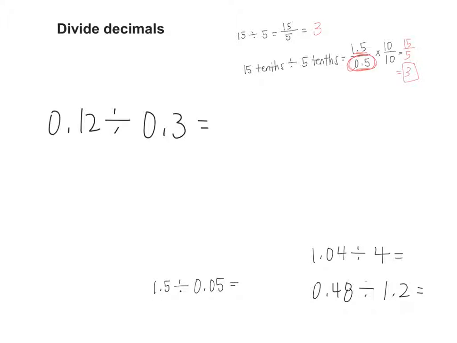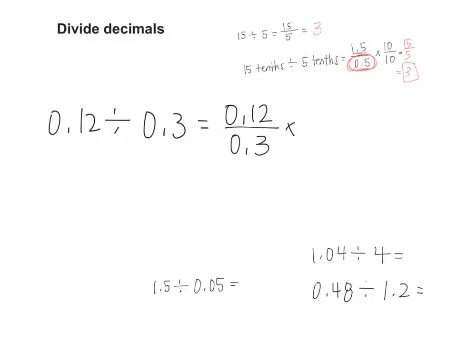Now, here I have 12 hundredths divided by 3 tenths. How can I write that as a fraction? Which one's the numerator and which one's the denominator? Sherilyn? Like 12 is the numerator and 3 tenths is the denominator. Great. And instead of saying 0.12, what can we call that? 12 hundredths. Very good. Now, what version of 1 should I multiply by here? 10 over 10. No, 100 over 100.